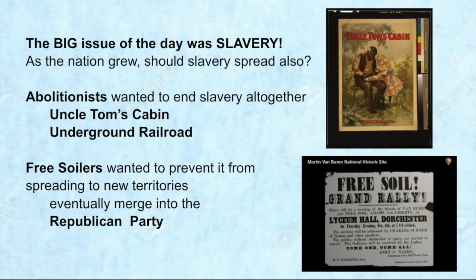As the nation grew, should slavery spread also, was the big question. On the issue of slavery, there were abolitionists who wanted to end slavery altogether. Think of the literature like Uncle Tom's Cabin and, of course, the Underground Railroad. But there were also free soilers that did not want to end slavery where it already was, but wanted to prevent it from spreading to new territories. They wanted the new land to be for free white people, so they should not be confused with abolitionists. This movement would eventually merge into the Republican Party.